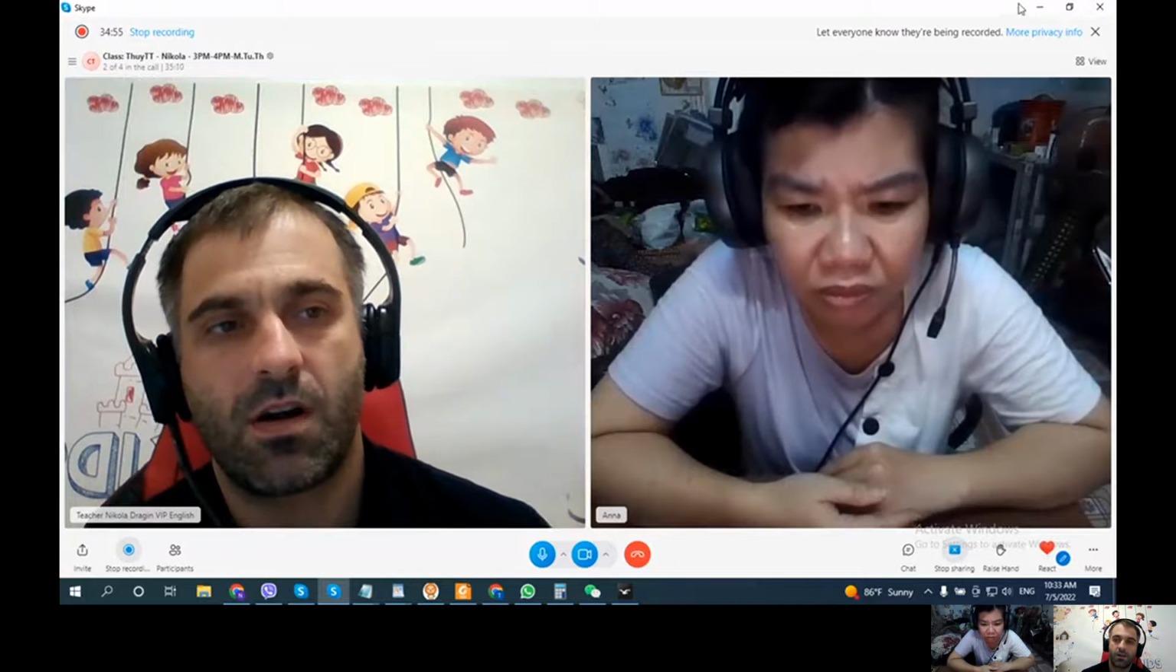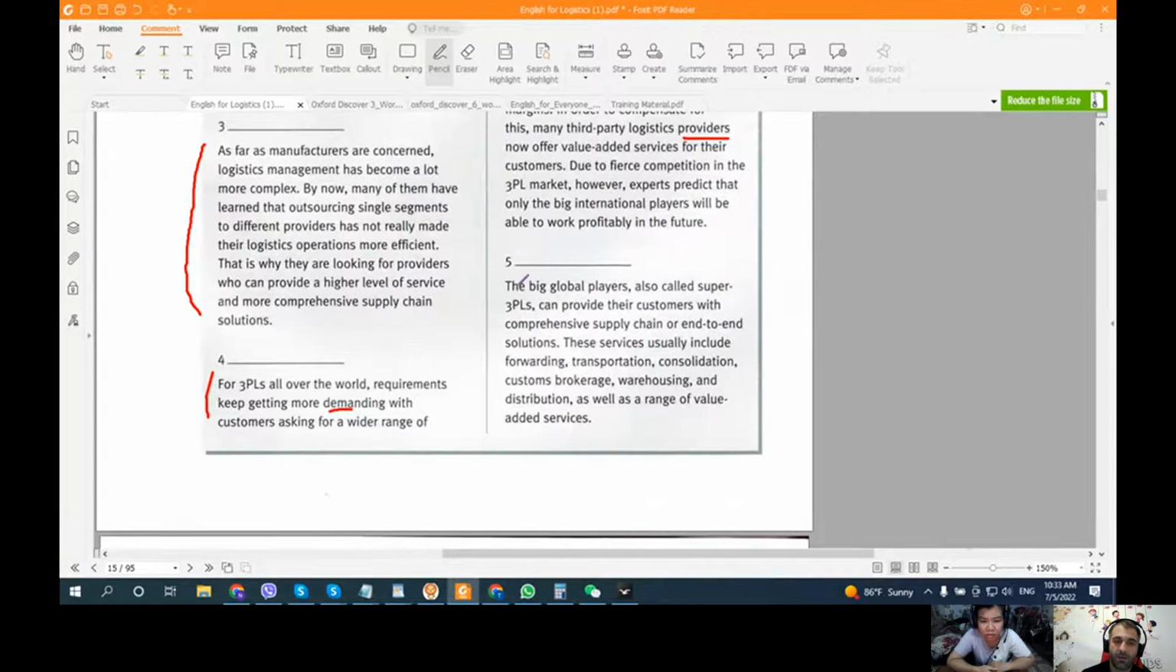Now let's have a look. Okay, we have here number 5. Can you please read number 5? The big global players, also called Super 3PLs, can provide their customers with a comprehensive supply chain or end-to-end solution. These services usually include forwarding, transportation, consolidation, customs brokerage, warehousing, and distribution, as well as a range of value-added services.